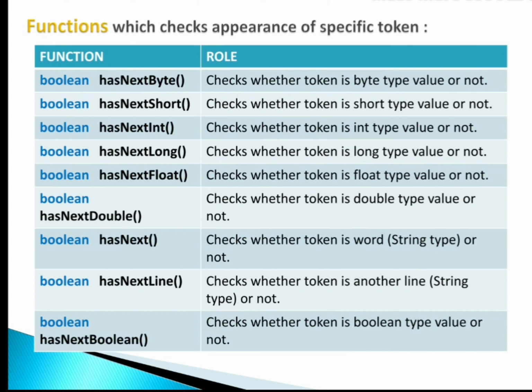If I want to accept data in float format and I want to firstly check whether the data is in float format or not, then I can use hasNextFloat, because all these functions return us a boolean value. That's why I'm writing boolean hasNext, because all these functions return true or false, whether the data we are accepting is in the same format or not. These functions help us to judge whether the data is in the same format or not. That's why we are getting true or false as a return type from these functions.